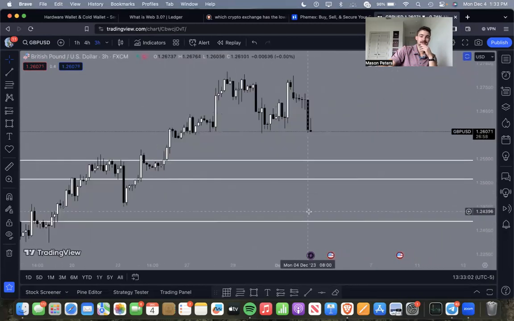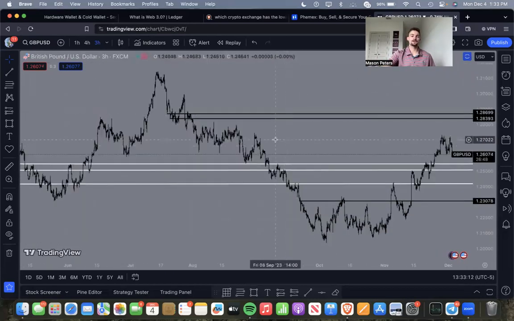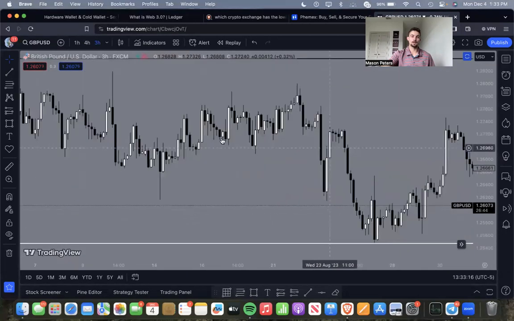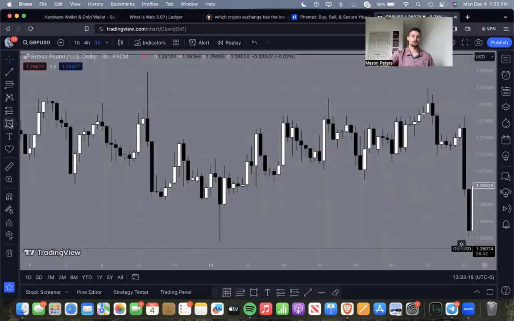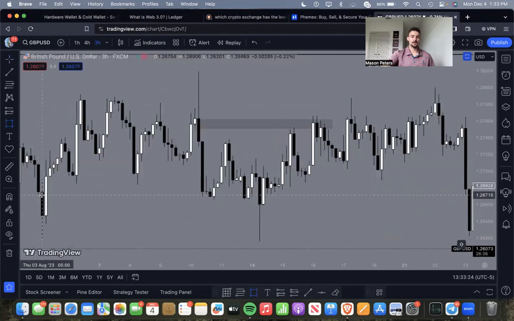And when the market's trending like this, it's usually imbalances rather than order blocks. Order blocks are going to occur in more of a volatile market where it's choppier. So, for example, kind of back in here, I'm sure there were plenty more order blocks. Yeah, look at all these. Look at this. Here, boom, order block.